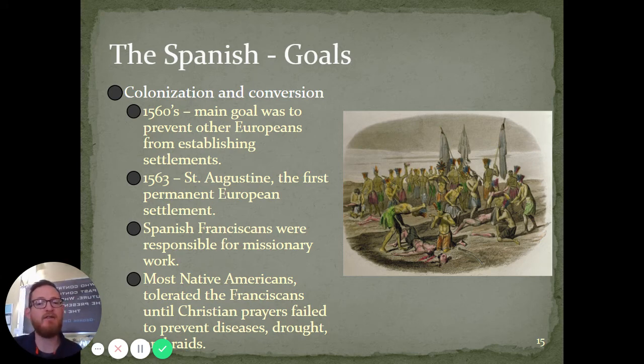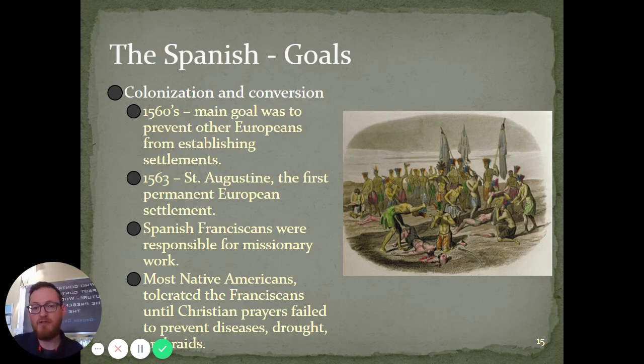In 1563, the Spanish would found St. Augustine, which would be the first permanent European settlement here in the New World. We often make a big deal about Jamestown because it was the first permanent English settlement, but St. Augustine was the first permanent European settlement. You'll see that Franciscan missionaries, Spanish missionaries, they were responsible for a lot of mission work here.